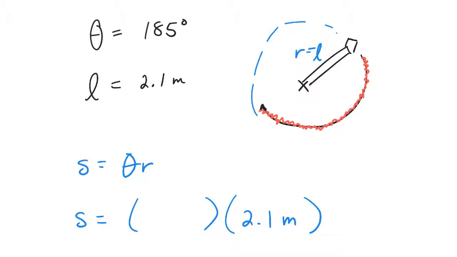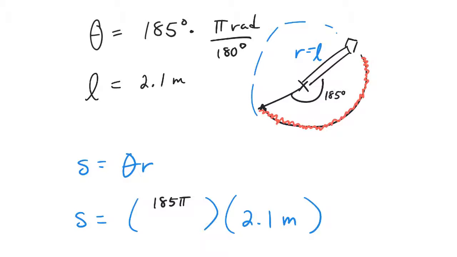Well, the angle swept out in this problem is this angle right here. Before you do it, multiply by pi radians over 180 degrees to convert. So this number is 185 times pi over 180, and that'll be units of radians. Because again, degrees cancel with degrees up there, and this will be my value. My answer will be in meters because I'm looking at the arc length.